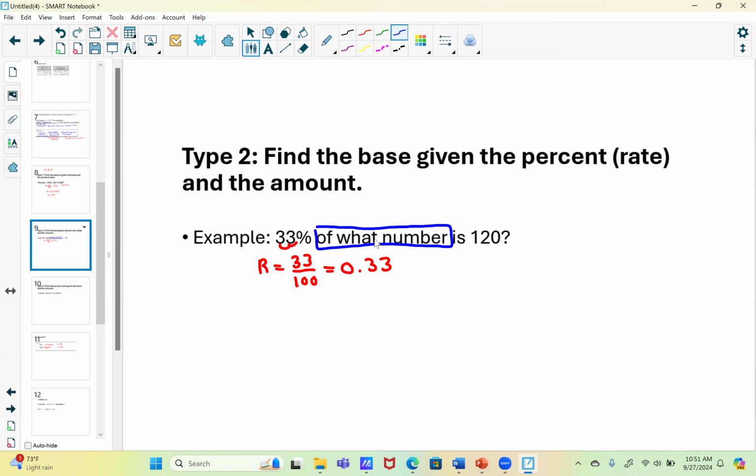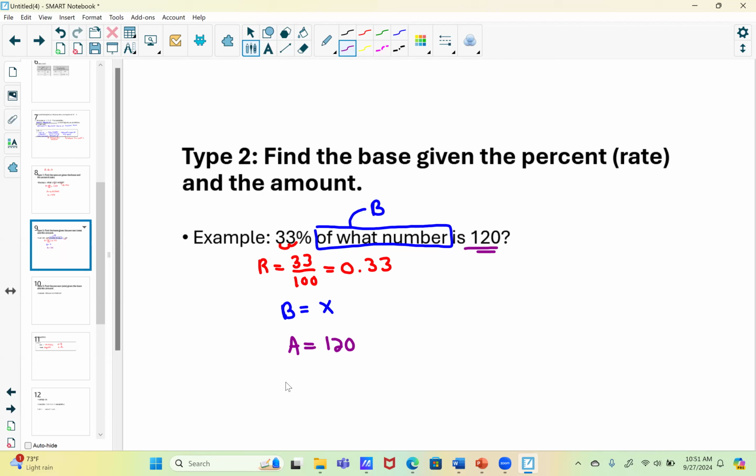So then it says of what number? Remember, whatever we're taking the percent of, that's always our B. And in this case, I don't know B. So you can either use the letter B or you can say X because I don't know it. And then it says is 120, okay? And so my amount is 120. This is part of the percent. And so usually the number following is our A.